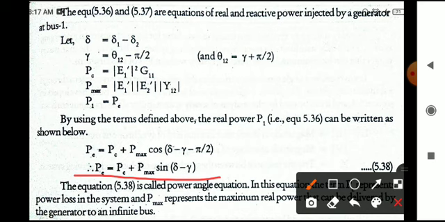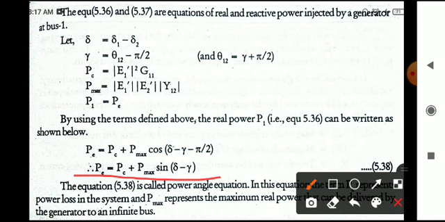In this equation, the term Pc represents the power loss in the system, and P max represents the maximum real power that can be delivered by the generator to an infinite bus. In this case, bus 2 is considered an infinite bus, so we can simply take the value of delta 2 as 0, because it is an infinite bus.